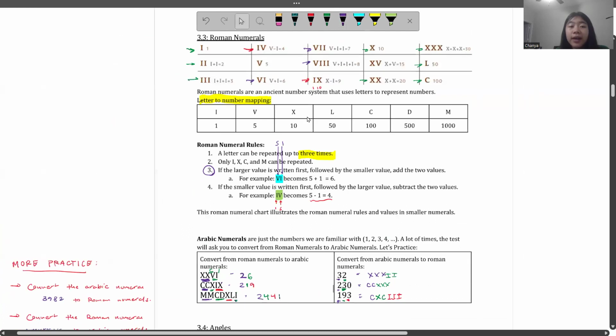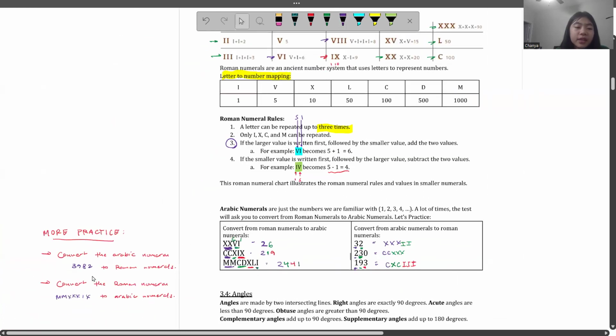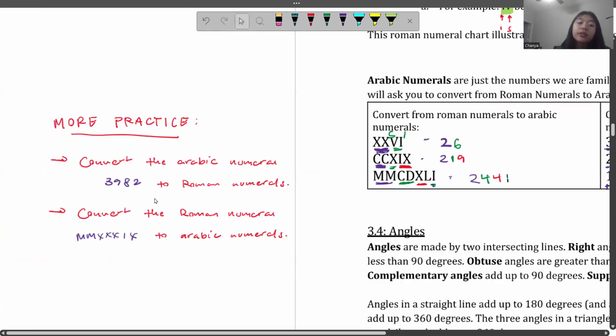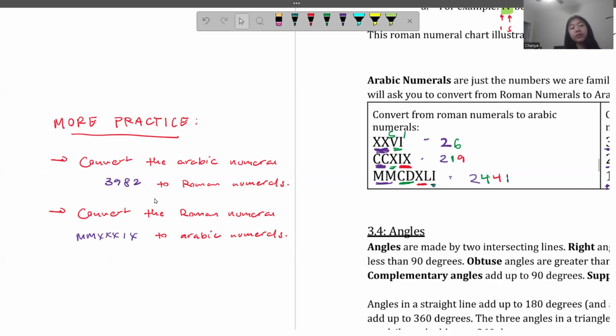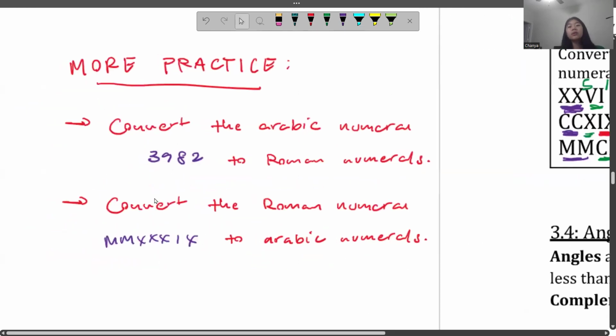Now, if I zoom out, I have written 2 practice questions here. Convert the Arabic numeral 3982 to Roman numerals, and convert MMXXXIX to Arabic numerals. I encourage you to try to answer these questions on your own and check your answers in the description.